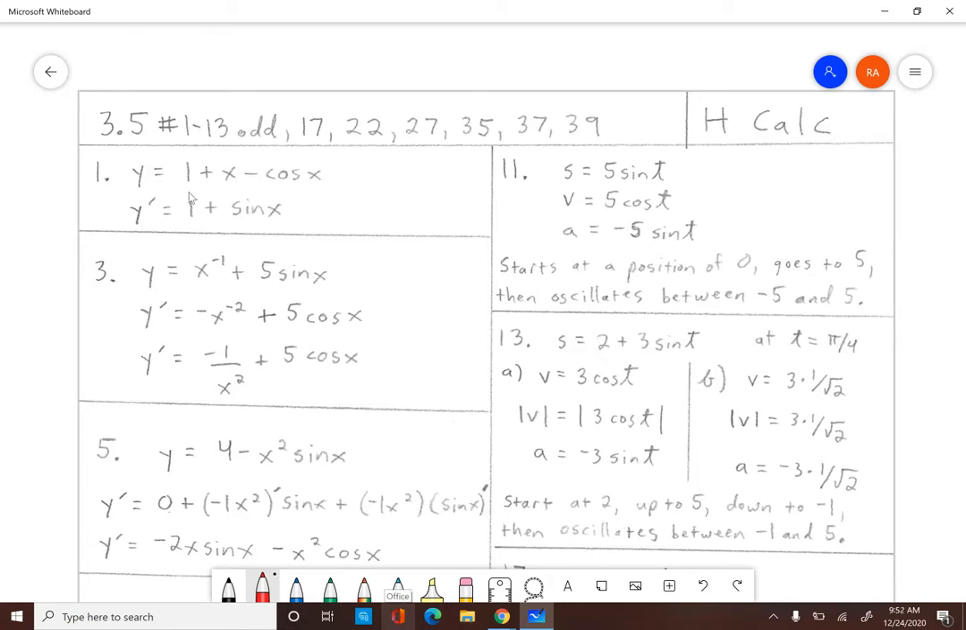So if I'm looking at this number 1 plus x minus cosine of x, the derivative of 1 is 0, the derivative of x is 1, and the derivative of cosine is negative sine, so it'd be minus the negative sine, which is plus sine. So the derivative is 1 plus sine of x.